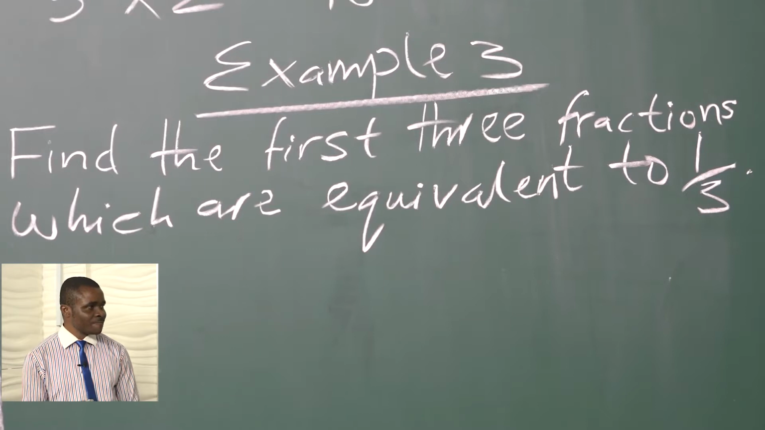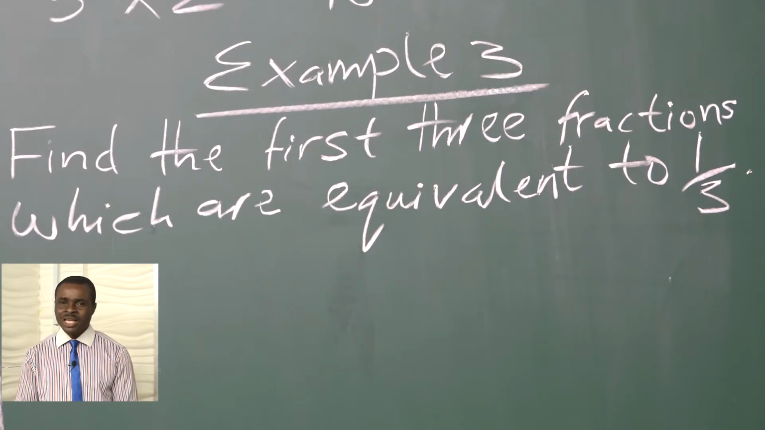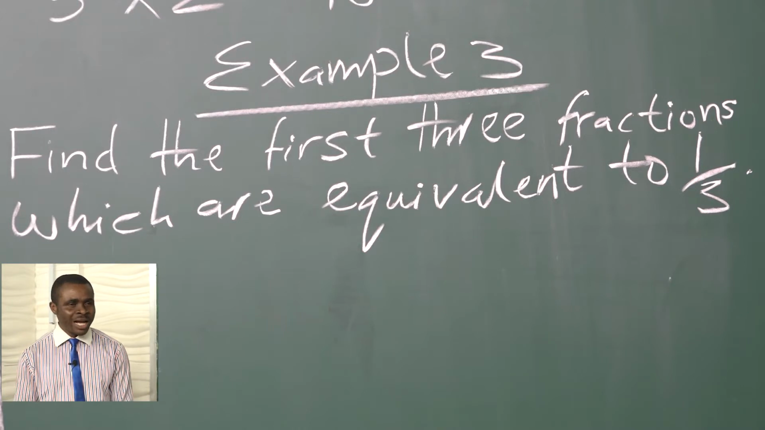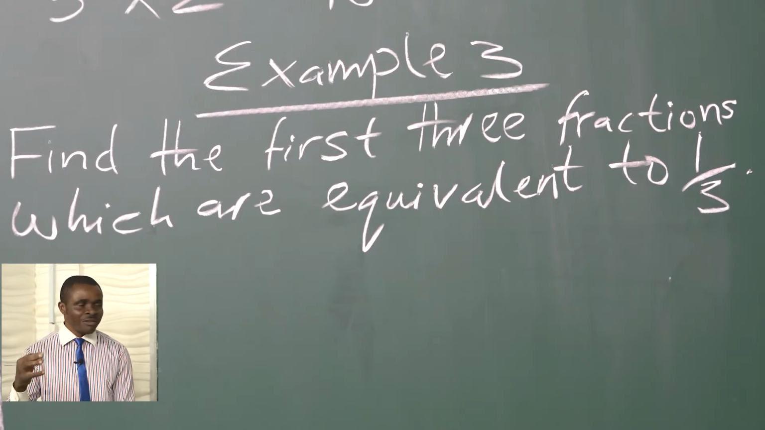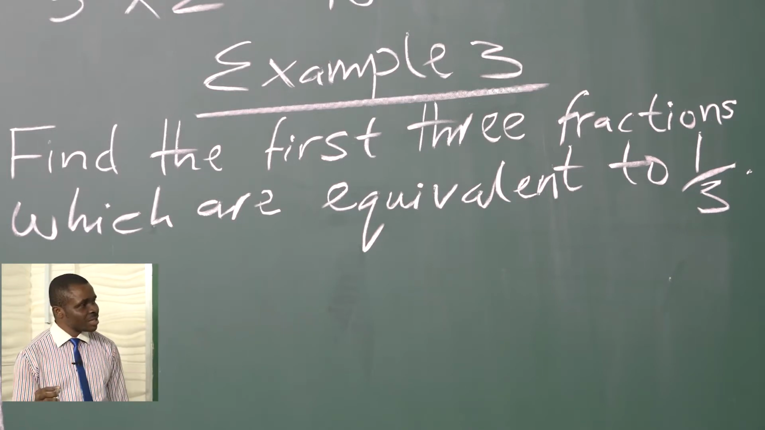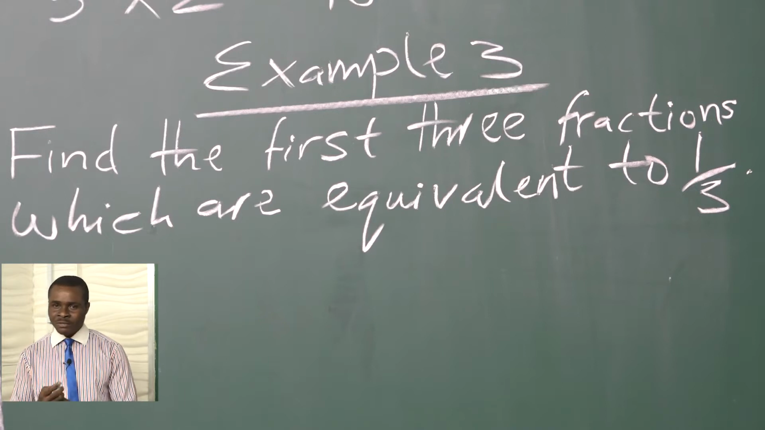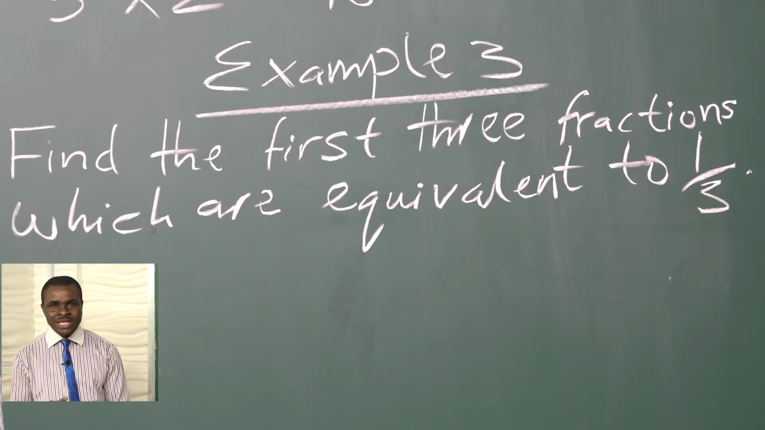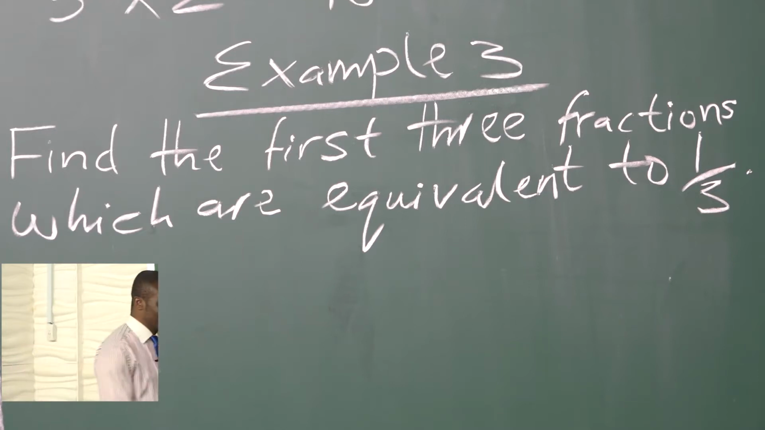Now to solve this, you follow the same way we solved example 2. And what do I mean by following the same way? It is by multiplying both the numerator and the denominator by the same number. And when you do that, you are going to have fractions which are equivalent to 1 over 3. Now we start by using 2, 3, and 4. When we do that, we have the first 3 fractions which are equivalent to 1 over 3.